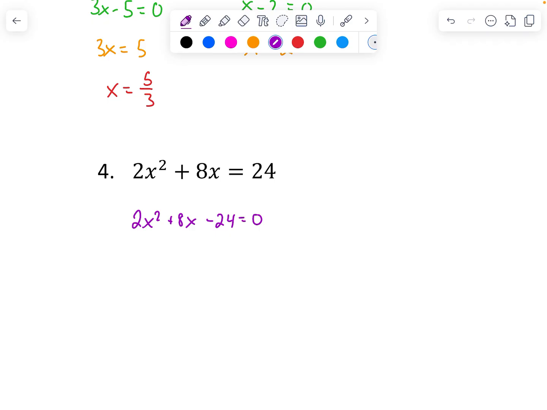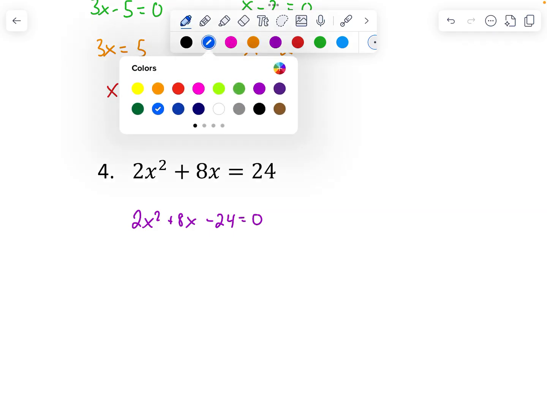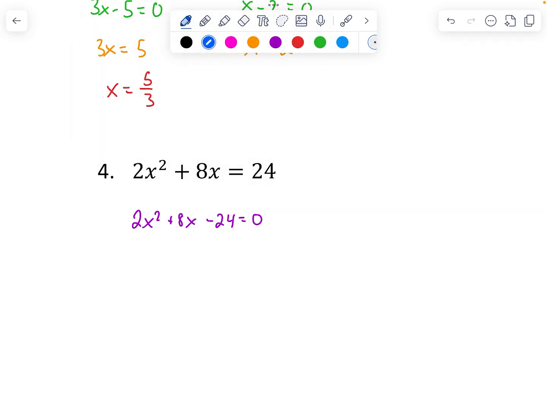Now in this one, the easiest way to do it is we actually have a greatest common factor here. These are all divisible by 2. I don't think we did a lot of problems like this in class, or if it came up, we didn't necessarily talk about it. But you can divide them all by 2, or in other words, you can take out a 2. You can also divide both sides of your equation by 2 if you want to. But if you take out a 2, then you get x squared plus 4x minus 12 equals 0.